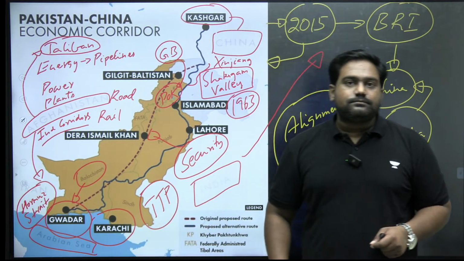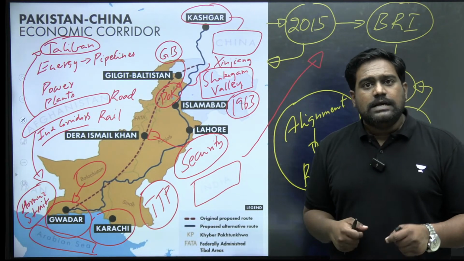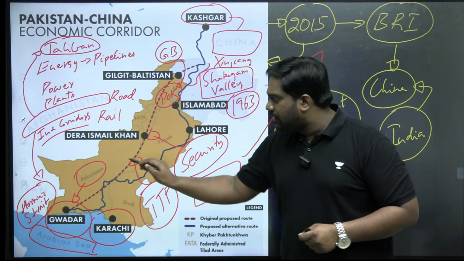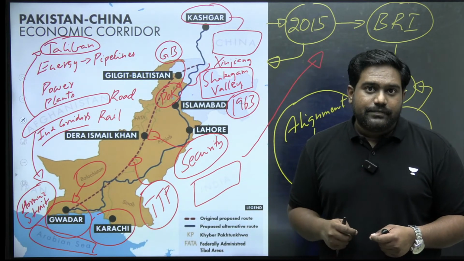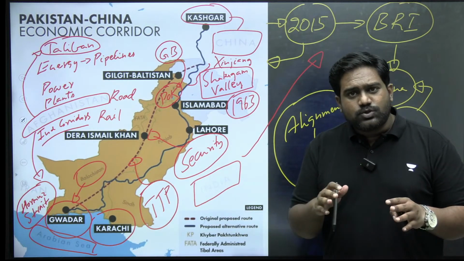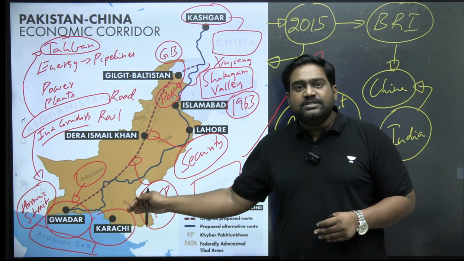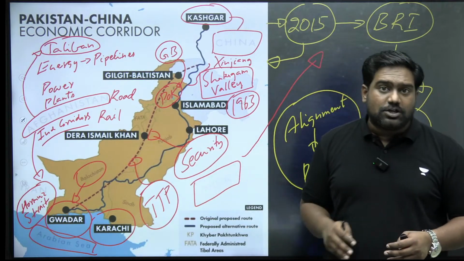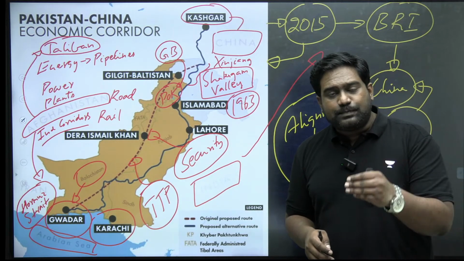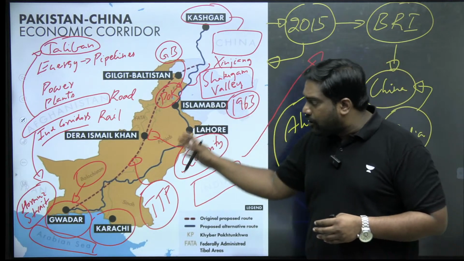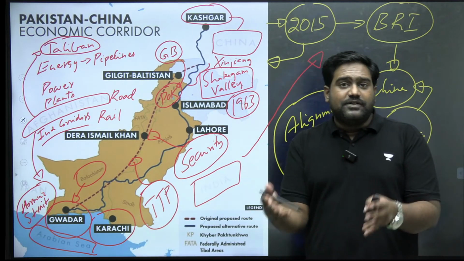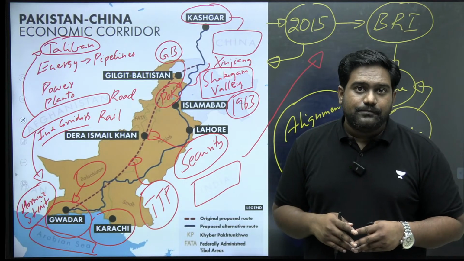Tehreek-e-Taliban Pakistan. The Pakistan branch of Taliban has often targeted the CPEC project because the TTP is in a war against the Pakistani state. And Pakistan Taliban knows very well that an attack on Chinese workers or diplomats or on Chinese projects would invite Chinese pressure on the Pakistani state. So China is worried about the security of these projects, the security of its nationals who are working in Pakistan.